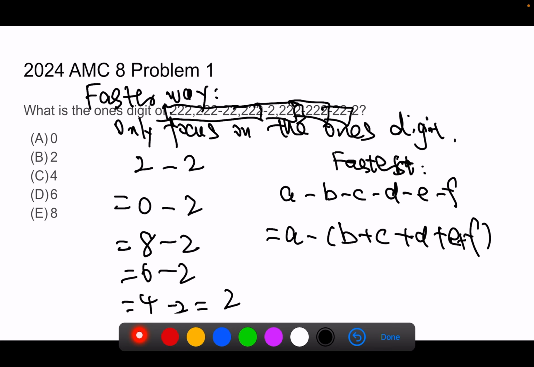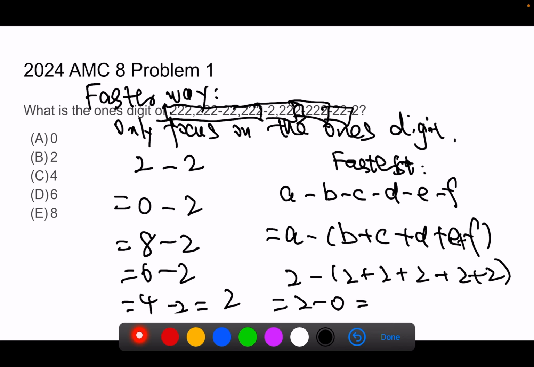All right, now use it for your ones digit. You have a number ending with 2, and you are minusing 5 numbers ending with 2 added together. This is equal to 2 minus, and 5 times 2 is 10, means this number is going to end with 0. And that's also 2.